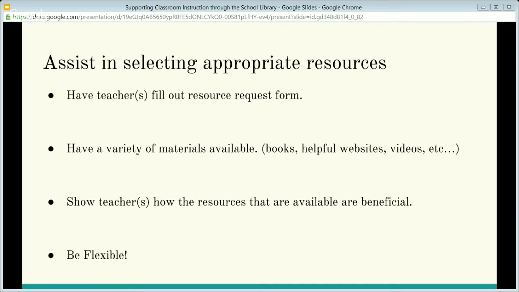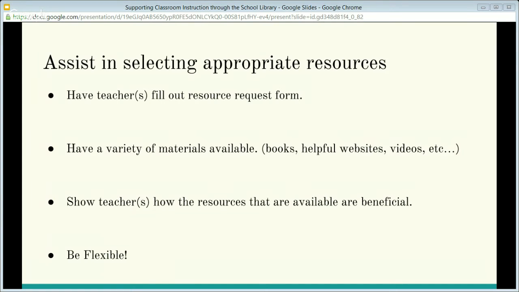Also, have a variety of materials available. I think that's so crucial because we need to get out of the idea that the library is just about books, or that books are all that students can get from the library. And so offering a variety of materials is great. I mean, you should have books. Now with smartphones, you can encourage your students and teachers, or share helpful apps that the students can be using that go along with their lesson or their theme.